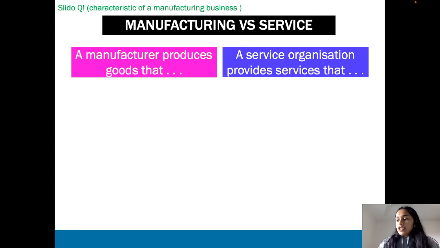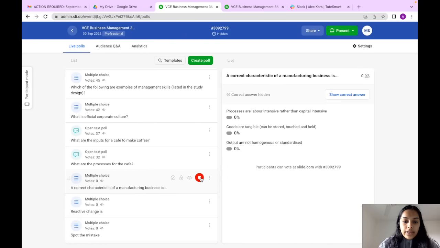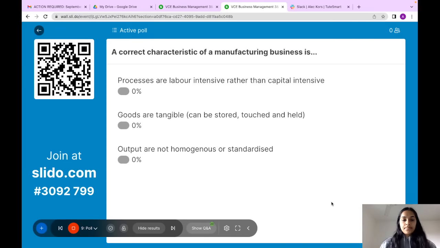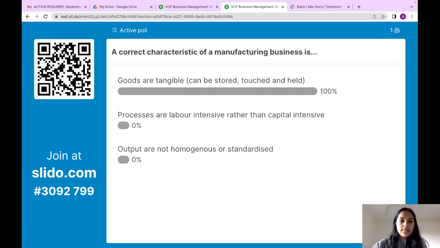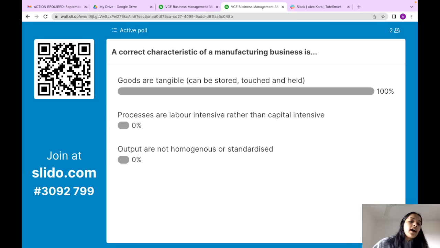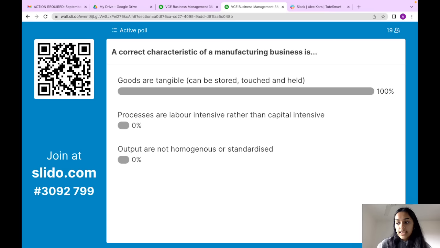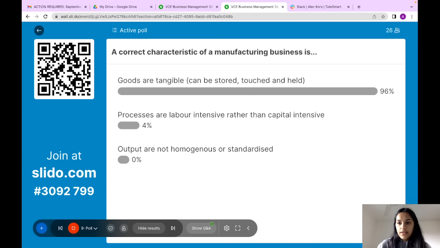Cool. Looking at manufacturing and service businesses. So another Slido on that: what is a correct characteristic of a manufacturing business? There's three possible options. What do we think is the correct one? Are goods tangible, or are processes very labor intensive rather than capital intensive, or is the output not homogeneous or standardized? There should be one correct answer. I'll give you all 30 seconds. Yes, I think most of you have got the right answer.